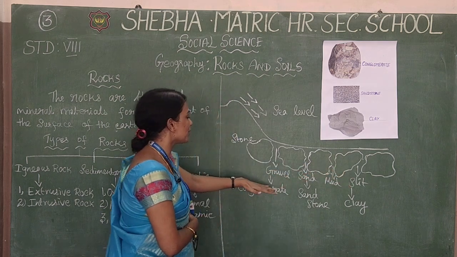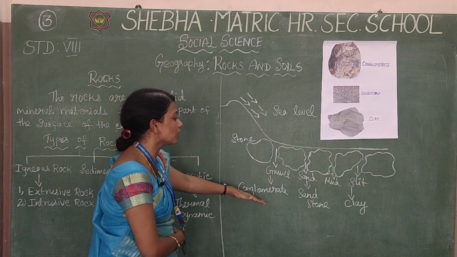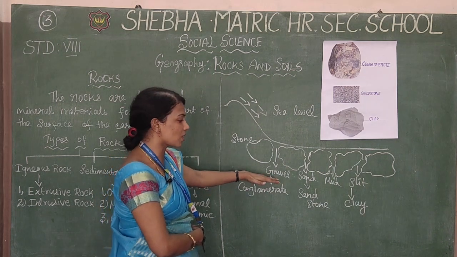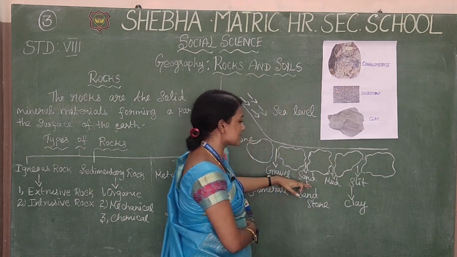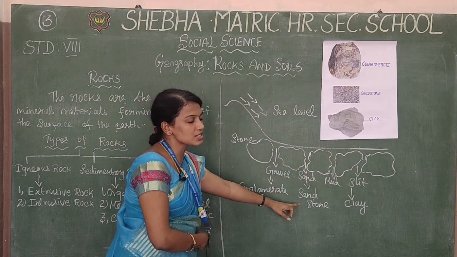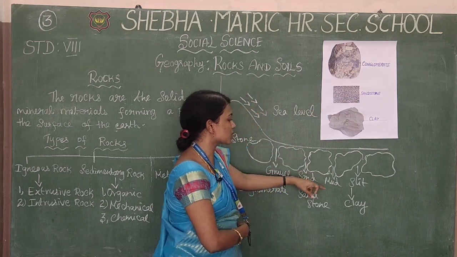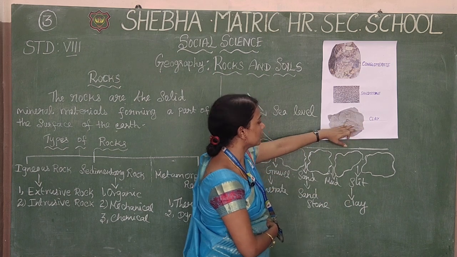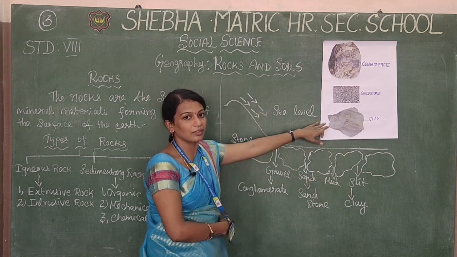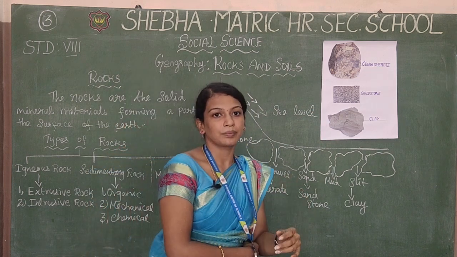And from these layers, which stones do we get? Gravel means conglomerate. In this picture the first one is conglomerate, and the next one is sand. Sand means sandstone. The second picture is the sandstone, and the last one is the claystone. This is the clay, the last sedimentary rock layer. So understand this formation of sedimentary rocks.